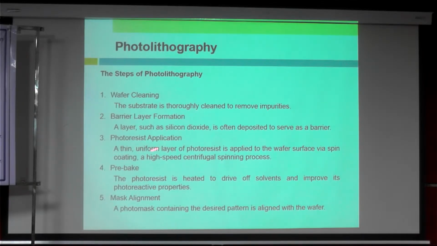And then photoresist application. A thin uniform layer of photoresist is applied to the wafer surface via spin coating. This is a very common method, spin coating, high-speed centrifugal spinning. Normally, you just spin the photoresist on the substrate, then you can get a uniform thickness of the photoresist. But of course, there is some process optimization in order to get a good thickness of the photoresist in the spin coating process. Then the photoresist is heated to drive off solvent and improve its photoreactive properties.